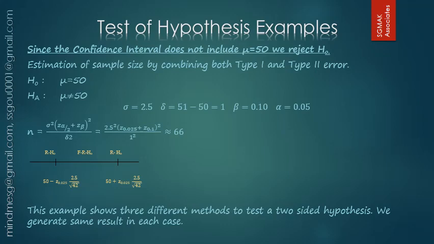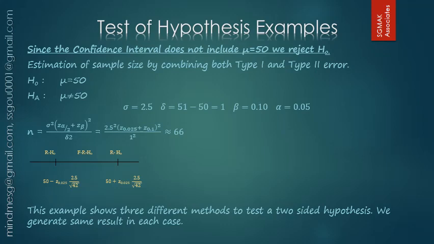Now, here's one example where you estimate sample size. In our example, a sample size of 10 was taken arbitrarily. Now, we design sample size by combining type 1 and type 2 error, and in type 2 error, we want to specify the amount of shift.